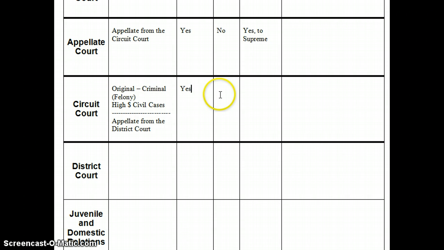Does it have judges? Yes. Does it have a jury? Yes. It is the only court in Virginia that has a jury. Where do you appeal to? Well, you would appeal up to the appellate court from the circuit court. So it might be good off the side of the other portion to write, only court in Virginia to have a jury. So this is important to remember because it's different.